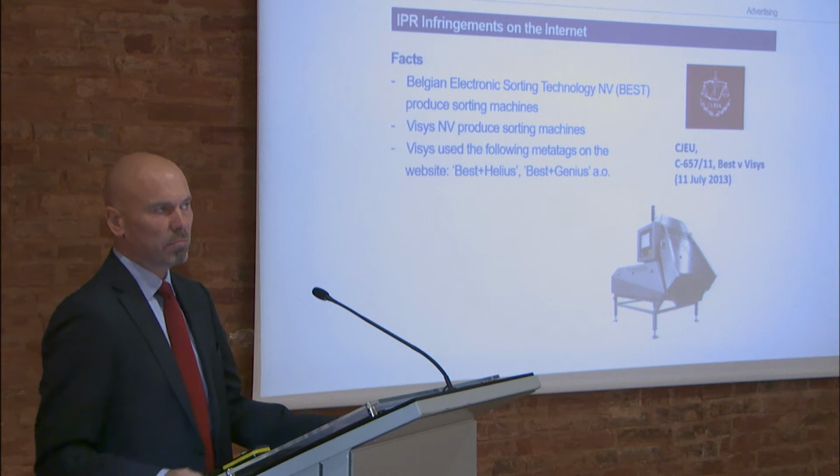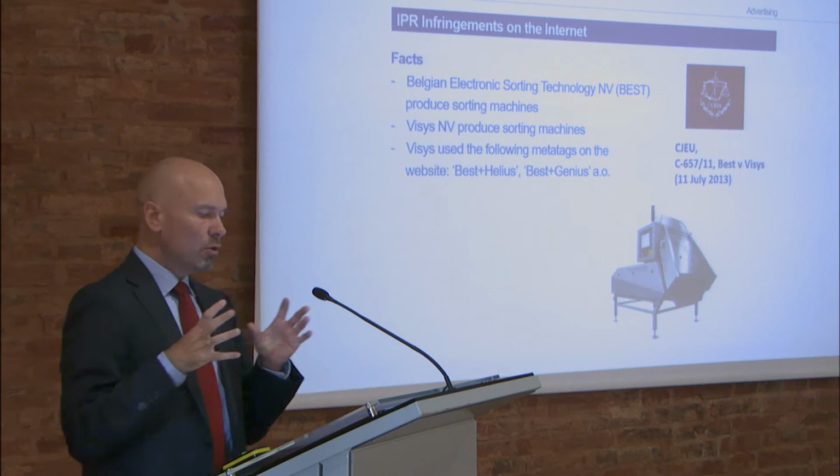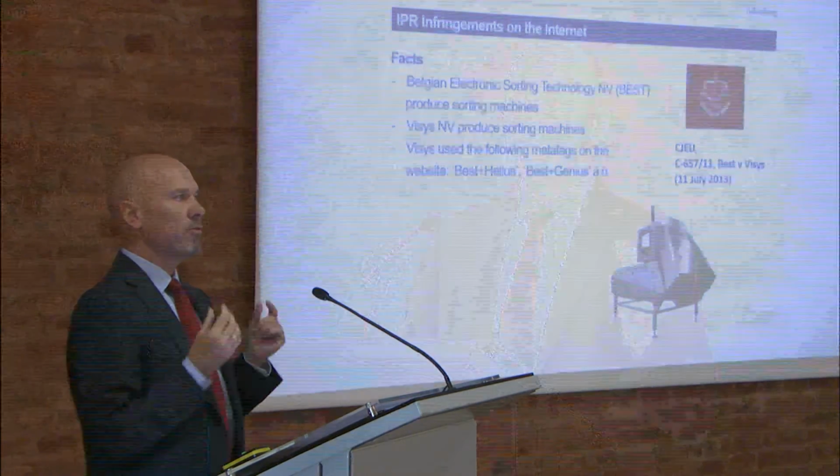What is a meta tag? Well, a meta tag is a way to communicate with search engines. So you embed in the programming code of a web page certain information that is not displayed on the web page. They are indexed by the search engine, so the search engine can read the words Best and Helios and Best and Genius when scraping the content on the VC web page. But for users of the VC web page, these words will not be visible. It is a way to exploit the functionalities of the search engines to create advertising.